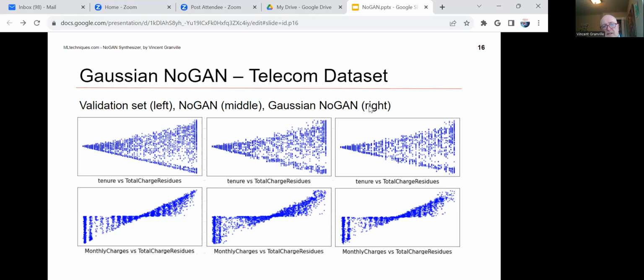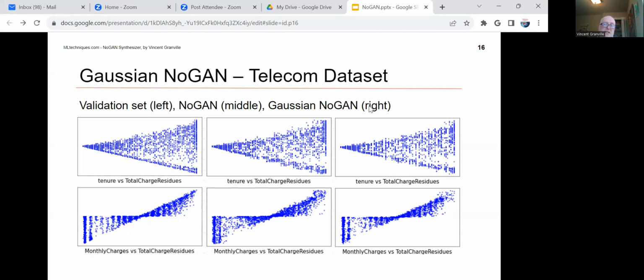Then I also created a slightly different version of NoGAN. In NoGAN, I mentioned the hyperrectangles, and that we generate the synthetic observations by uniformly sampling within each rectangle. But you could change that and use a Gaussian distribution. One of the side effects of a Gaussian distribution is that you can get synthetic observations that are outside the hyperrectangle they're supposed to stay within.